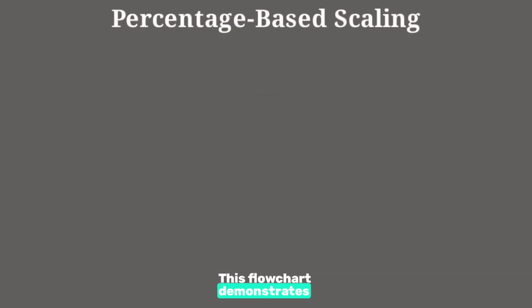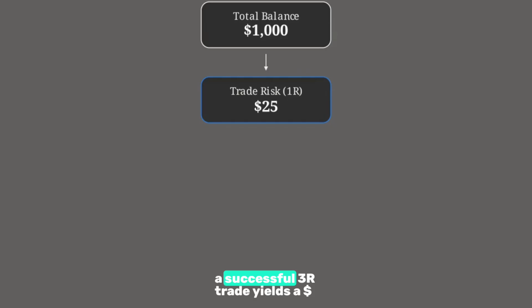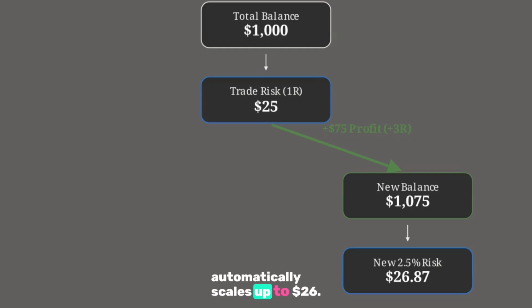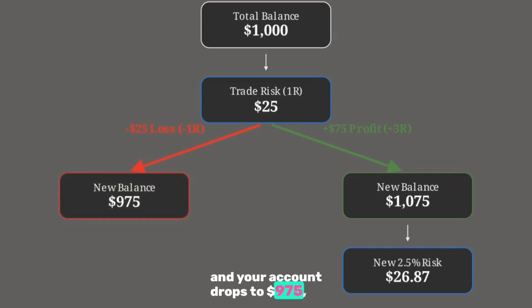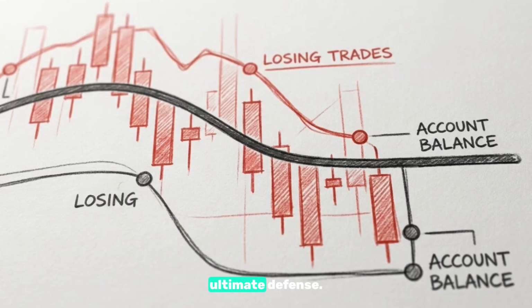This flowchart demonstrates percentage-based scaling. Starting with $1,000, a 2.5% risk is $25. A successful 3R trade yields a $75 profit, bringing the account to $1,075. Because your total balance increased, your next 2.5% risk automatically scales up to $26.87. Conversely, if you hit a drawdown and your account drops to $975, the formula forces your next risk amount down to $24.37. Percentage-based scaling is your ultimate defense.